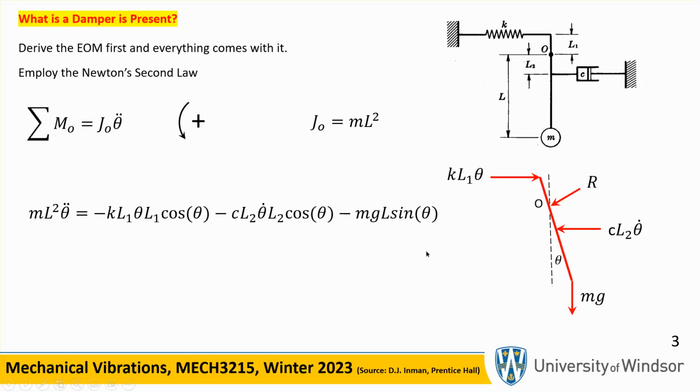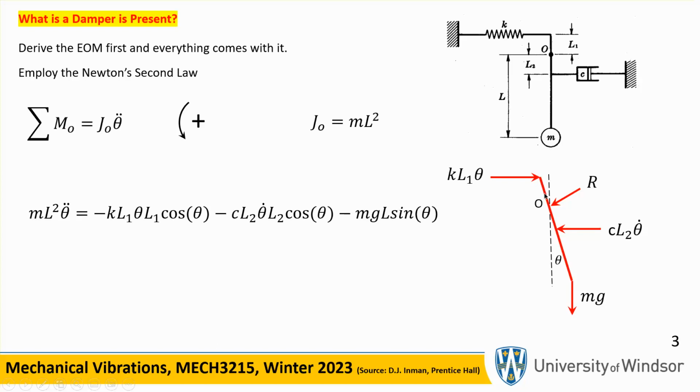So you take the moments about the pivot point. Now, if you ask where did these cosine and sine come from? When you look at these, for example, the spring force up here, the moment arm is actually the projection of this red line on that vertical axis.